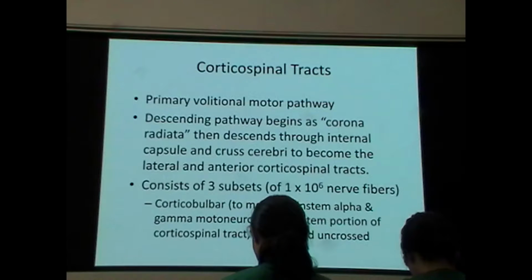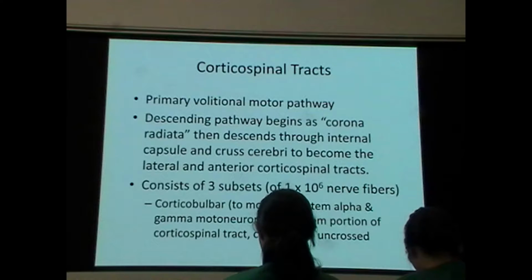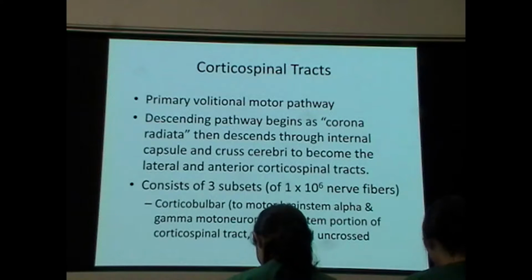Now, there are three subsets of this corticospinal system. There's one that's called corticobulbar. Another name for it is corticonuclear. The corticonuclear or corticobulbar pathways come from the cerebral cortex, from Brodmann's area 4 and Brodmann's area 6, the primary motor cortex or the supplementary motor cortex, and they come down as far as cranial nerve motor nuclei.